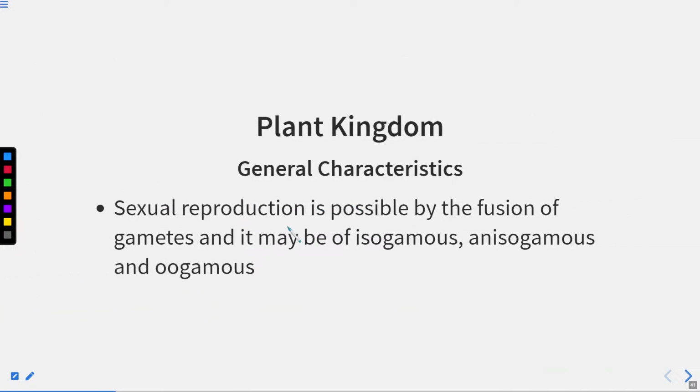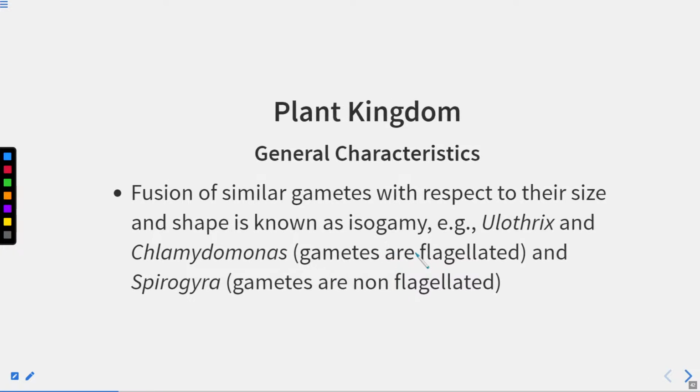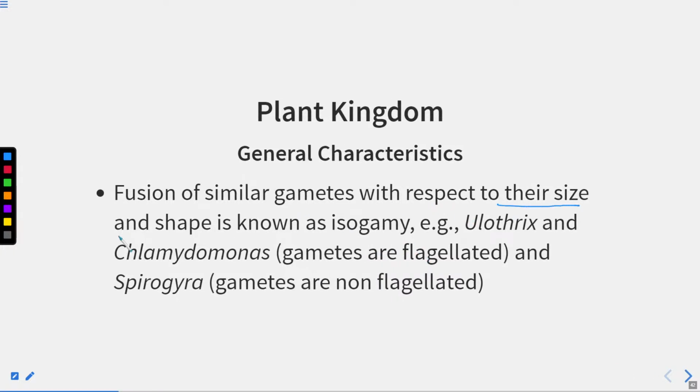Right? Sexual reproduction is possible by the fusion of gametes, and it may be isogamous, anisogamous, and oogamous. This is also a very important point from the examination point of view. Isogamous, anisogamous, and oogamous types of sexual reproduction. So fusion of similar gametes with respect to their size and shape: when the two gametes are motile, they are similar in structure, both morphologically and physiologically similar, and they unite together and form a zygote.